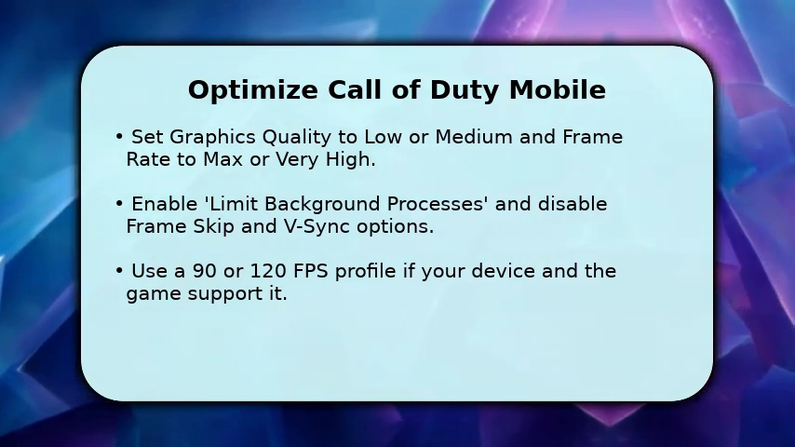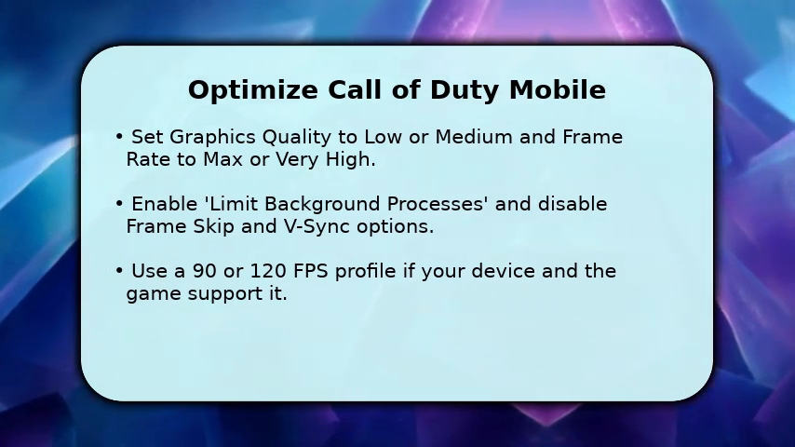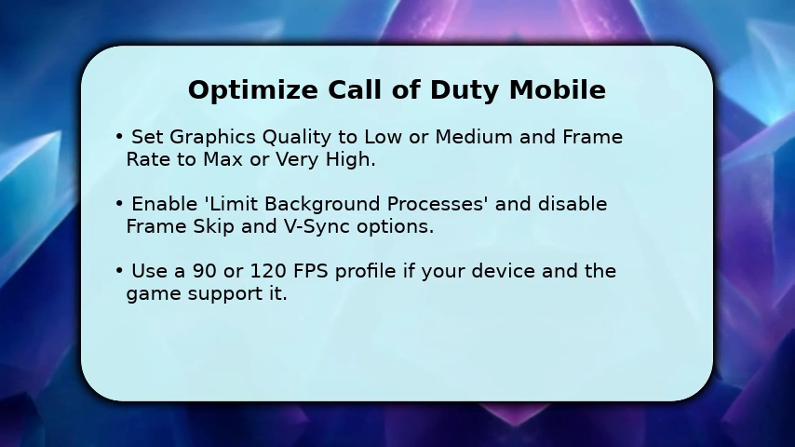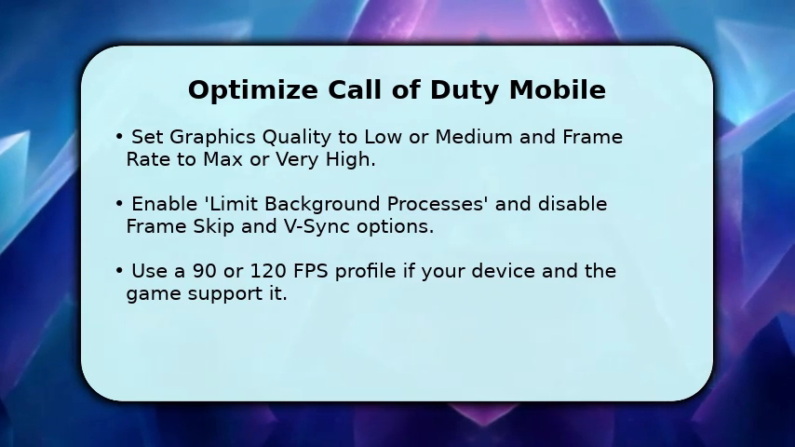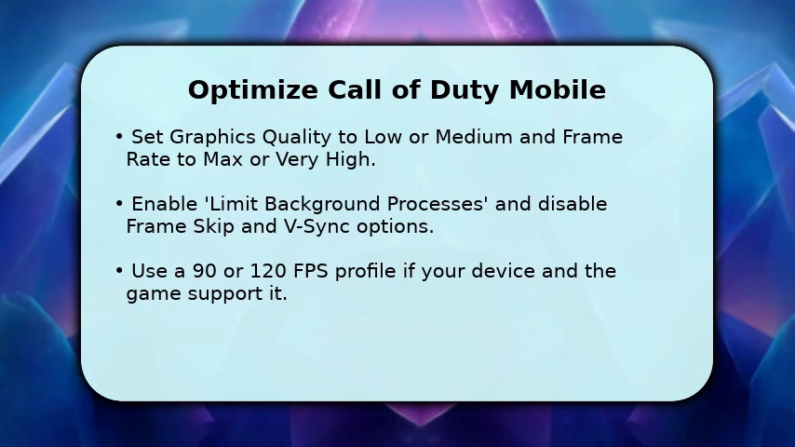Also enable limit background processes in the game settings if available to reduce background thread contention. Finally, pick a 90 or 120 FPS profile if your device and the game both support those frame rates.